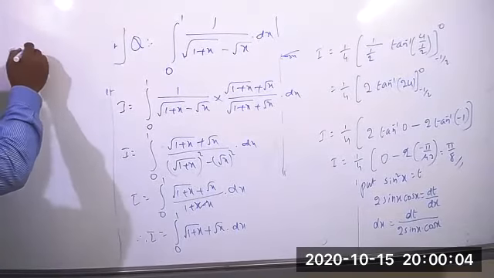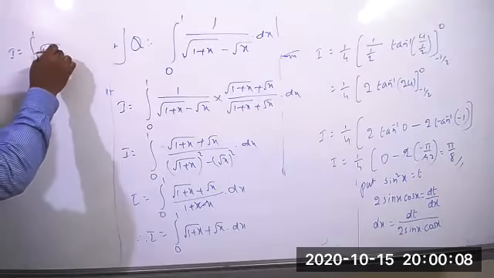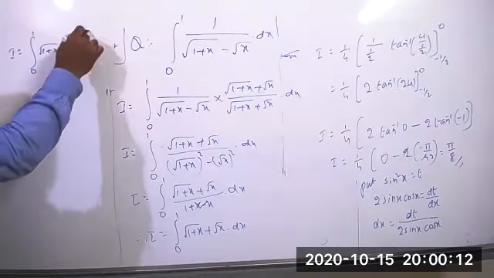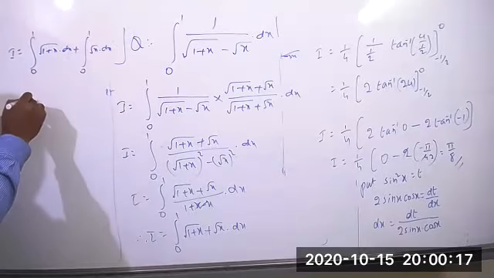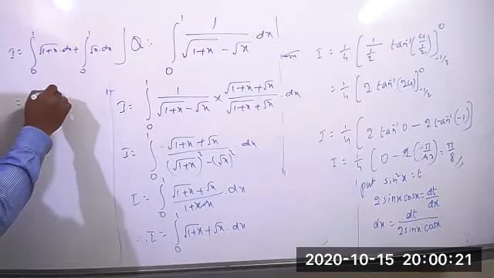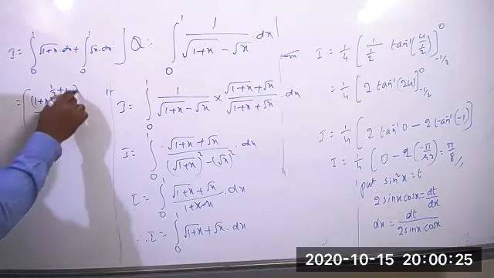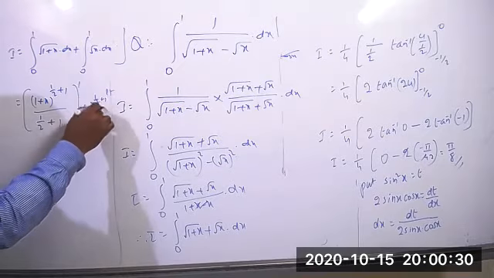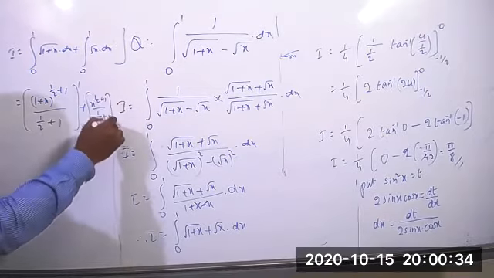So I equals the integration, which you can apply separately. Integration from 0 to 1 of root of 1 plus x, dx is the one thing, plus integration from 0 to 1 of root x, dx is the second one. So 1 plus x whole power 1 by 2 plus 1, over 1 by 2 plus 1. The limits are now 0 to 1.